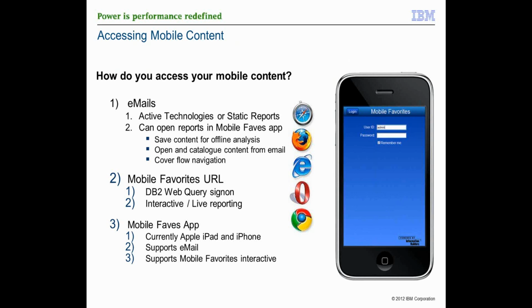So there's a variety of ways of accessing your mobile content. You can have the mobile content sent to an email and open your email from your mobile device. There's also a mobile favorites app, so you can open the email and launch the mobile faves app directly. There's a URL that you can log into DB2 Web Query with, this special mobile favorites URL, and do interactive or live reporting to be able to pull dynamic content that way. And then, as I mentioned, there's a mobile faves app that you can download from the iStore.